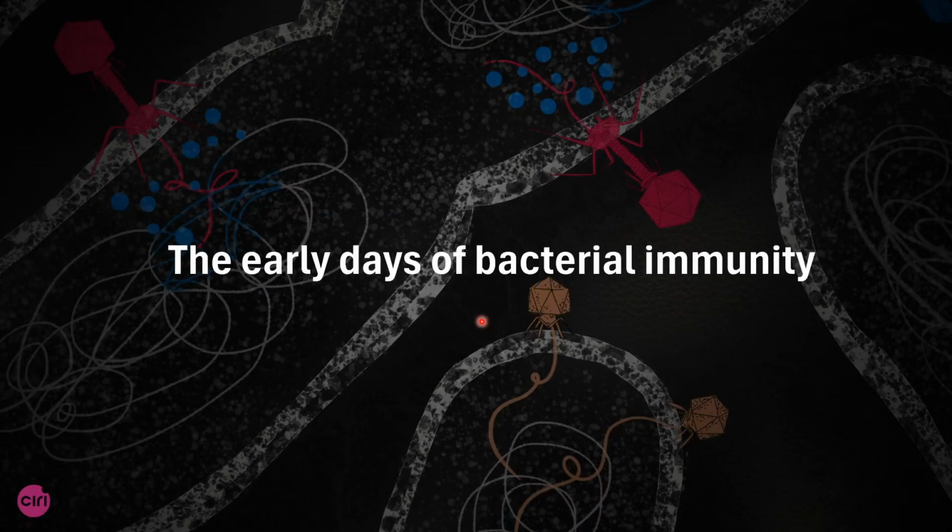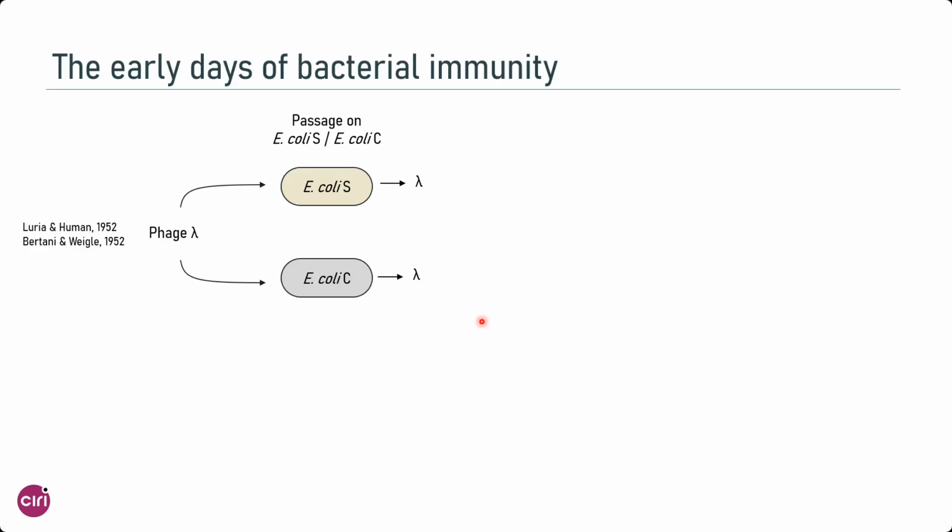We'll start with the early days of bacterial immunity. It all started in the 1950s when people were studying phages as molecular tools to decipher the principles of life, and especially these were very useful tools for genetics.